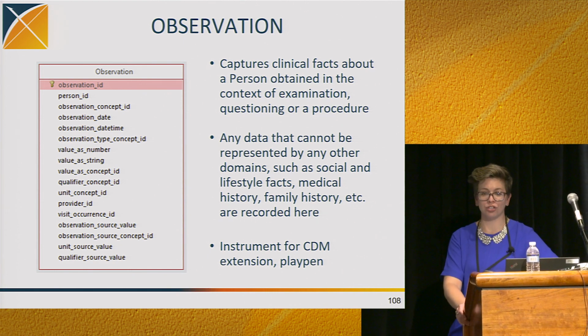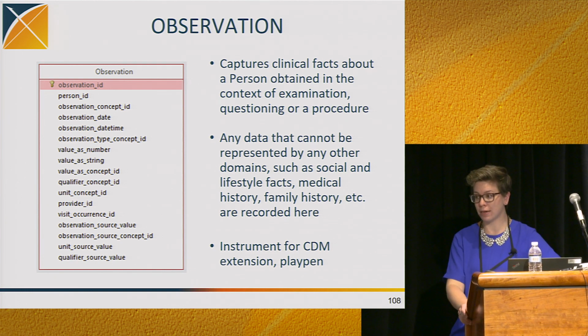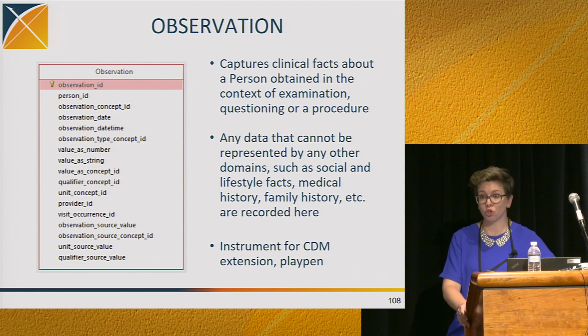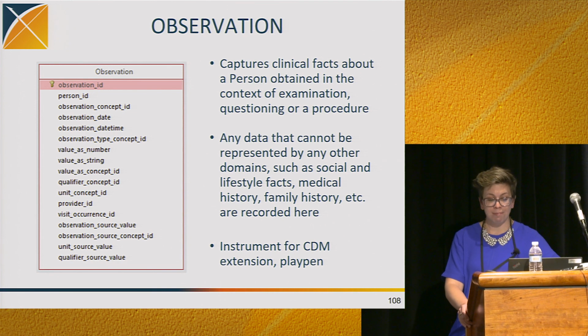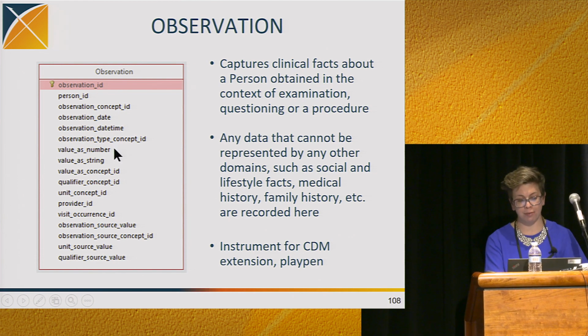So it shouldn't be drugs, it shouldn't be conditions, it shouldn't be procedures, it shouldn't be measurements. This ends up being the dumping ground for a lot of things where there's just nowhere else to put it, or it just doesn't fit somewhere else. So this can end up being clinical facts about a patient, survey data about a patient where you don't know where to put it, maybe medical history or family history. And so the structure, being similar to the measurement table, gives you a lot of opportunity to store that data.